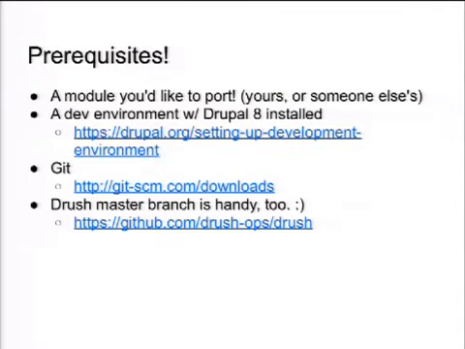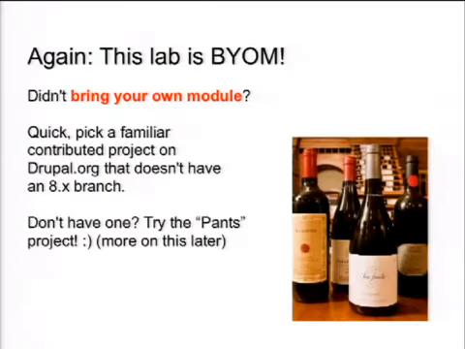All right, so prerequisites, I had this on the screen before. You need a module that you want to port. You need a development environment with Drupal 8 set up. You need Git. And if you have Drush, the master branch of Drush, that can also be really helpful because you can do things like clear the cache or do a site install. So if you don't already have those things, maybe set those up while I'm talking for a little bit, and then you'll be ready to go when we get to the hands-on part. So once again, this lab is BYOM. We call it Bring Your Own Module.